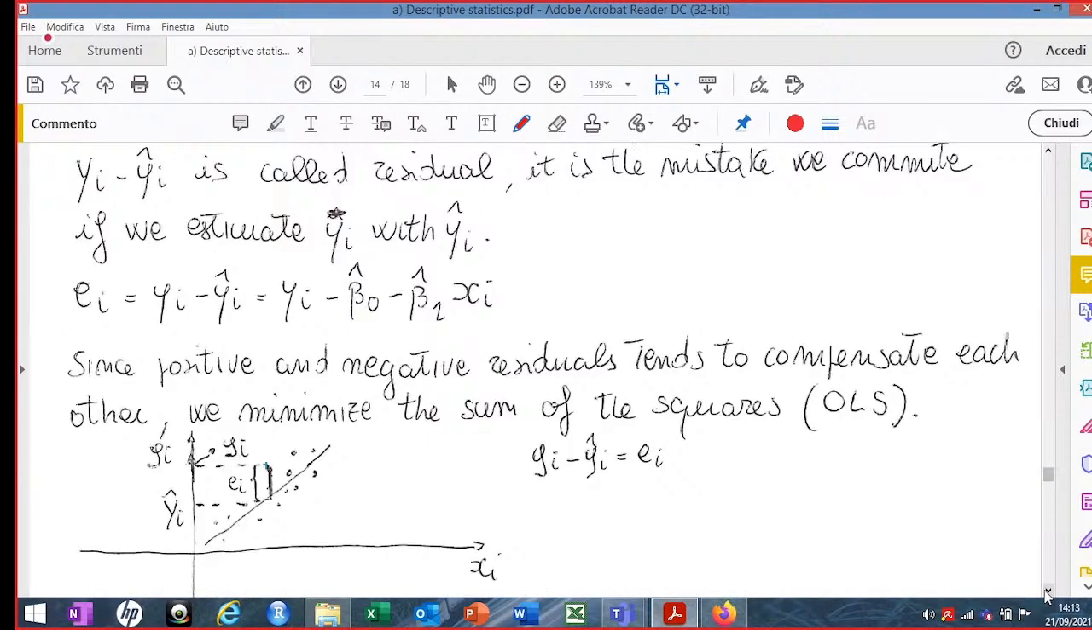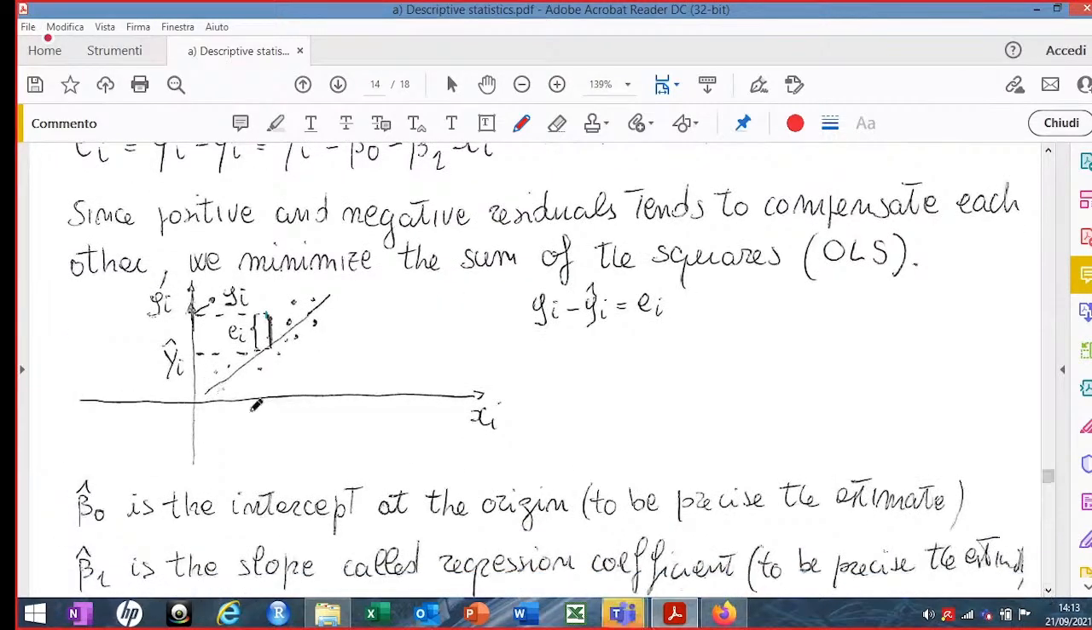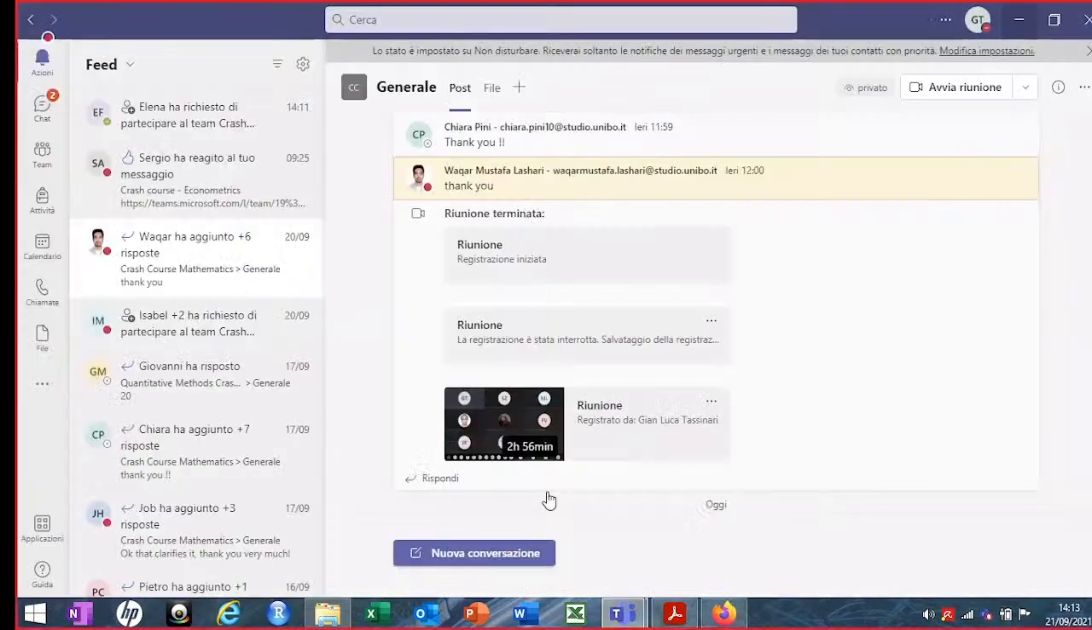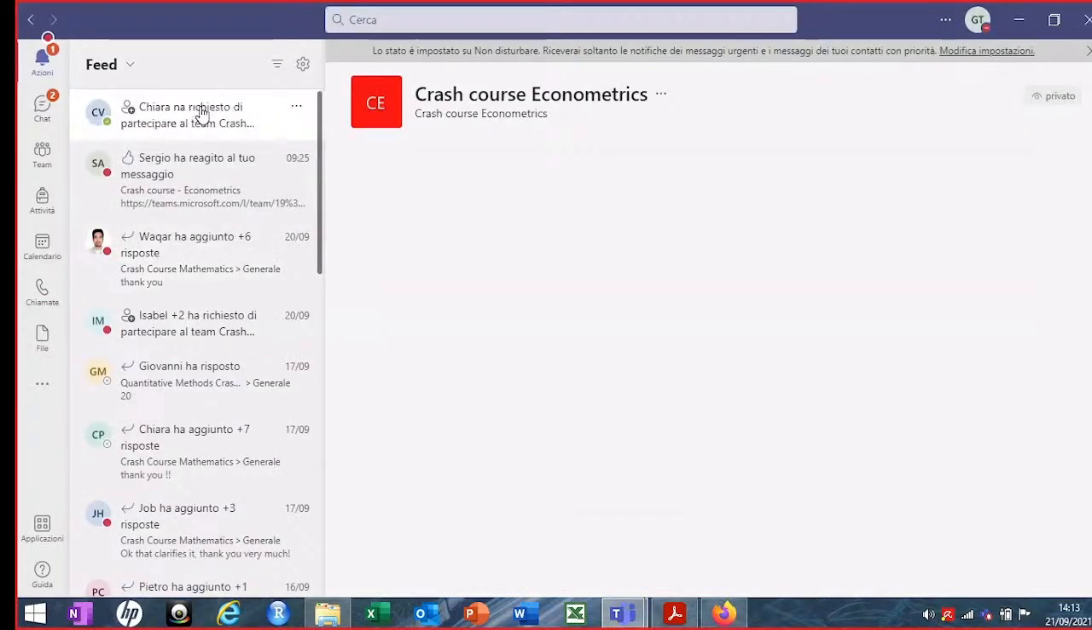Okay, look at this graph, guys. Look. Guys, who is here? Who needs to come? Guys.